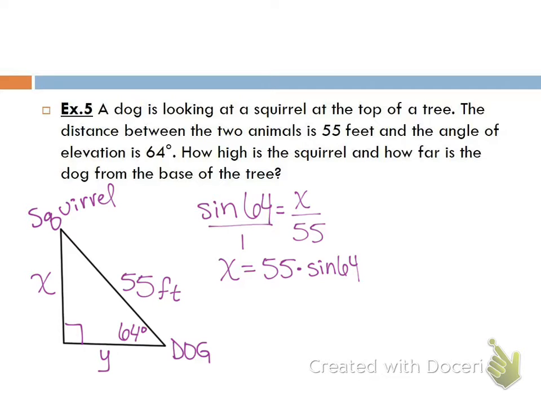We'll go ahead and round to the nearest tenth on this one since they didn't tell us. What do we get? 49.4. My units are feet. So the squirrel is 49.4 feet high in the tree.